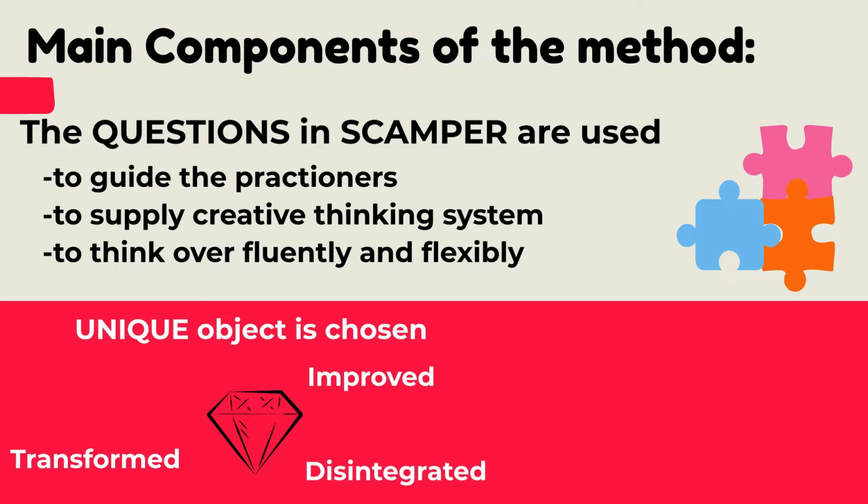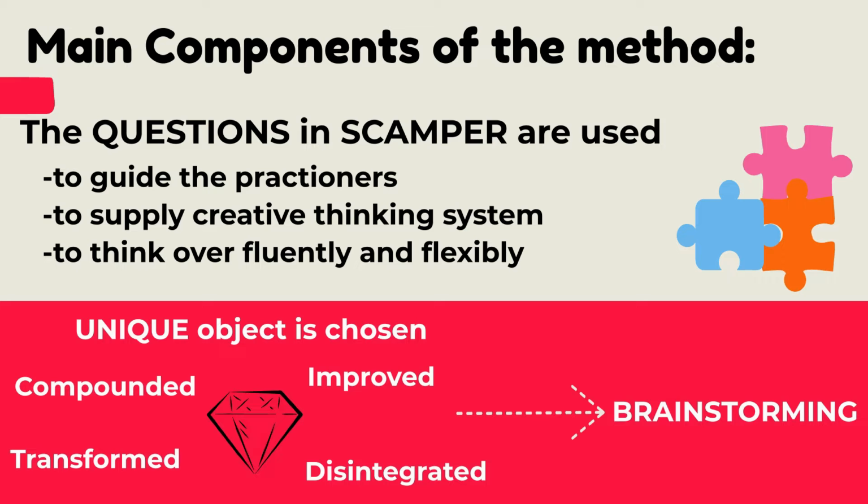While implementing Scamper, a unique object is chosen and transformed, improved, disintegrated, or compounded with other objects through a brainstorming process. Questions are asked so that different opinions emerge, enabling learners to develop their creativity as they start thinking in new ways about an object.